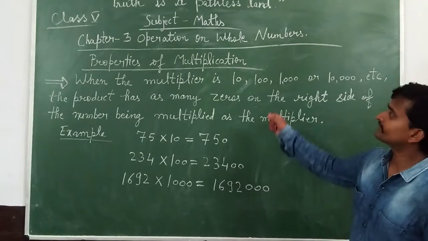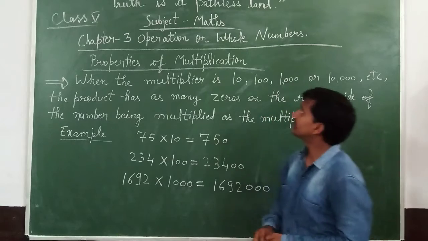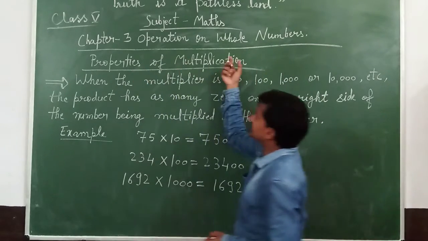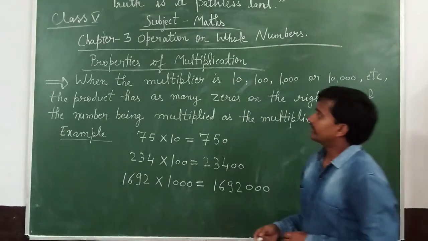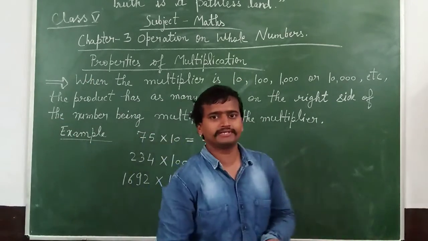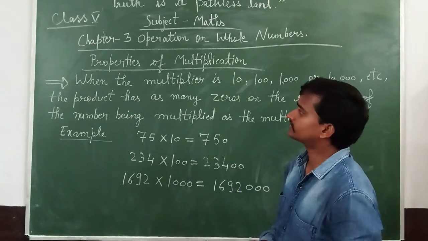Good morning, students. Today we will continue chapter number 3, operation on whole numbers. Properties of multiplication. We have already studied some properties. Two properties were left, so we will discuss the two properties.